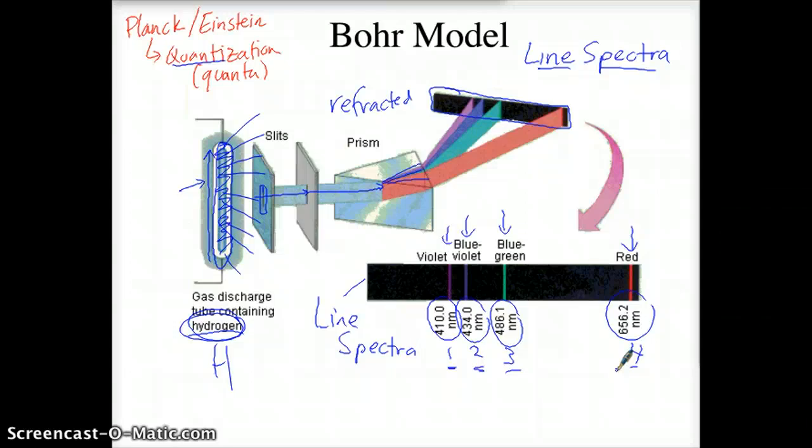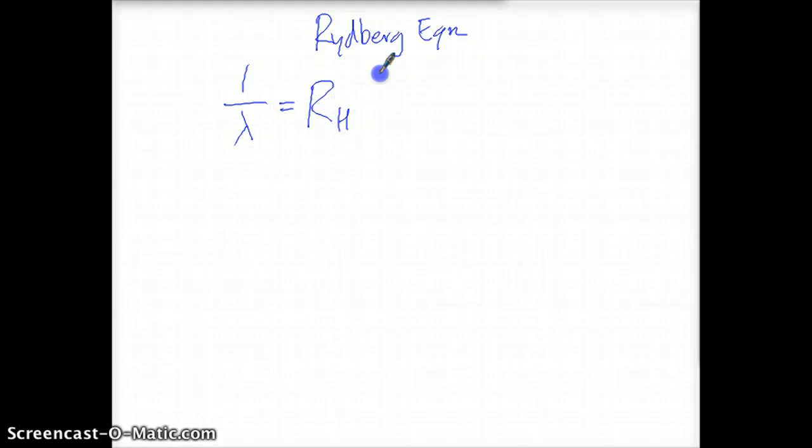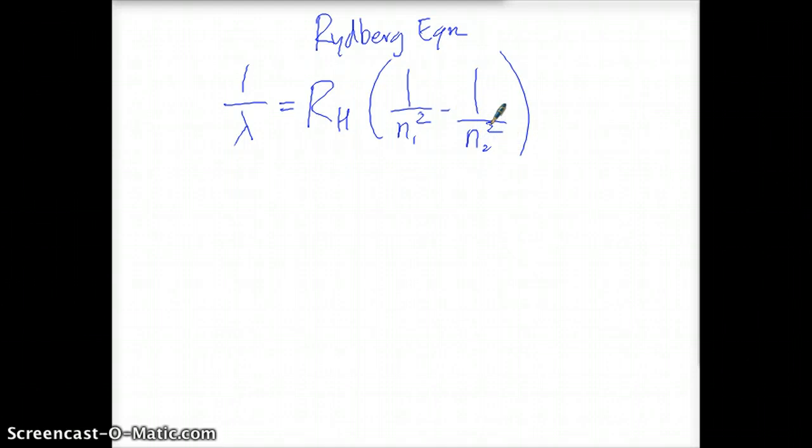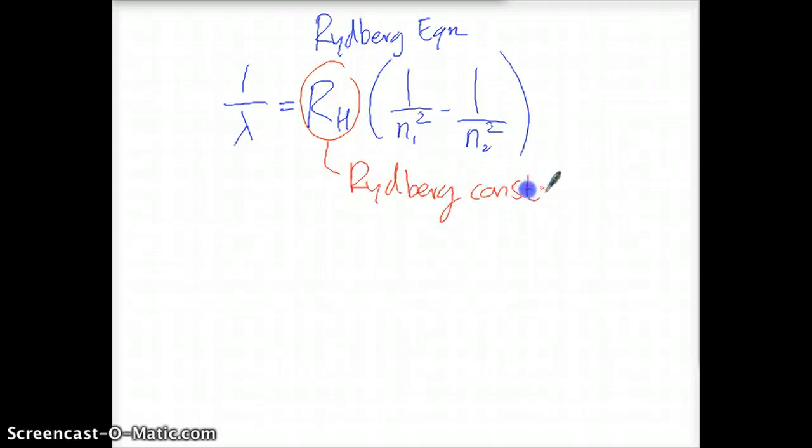So how can we apply this? That's qualitatively. How can we apply this quantitatively? Okay. Well, there is something called the Rydberg equation, which we don't need to know how to solve at all, but allows us to analyze spectra very clearly. So the Rydberg equation says 1 over lambda equals R_H times (1 over n_1 squared minus 1 over n_2 squared) in parentheses. R_H is called the Rydberg constant, and it doesn't change.